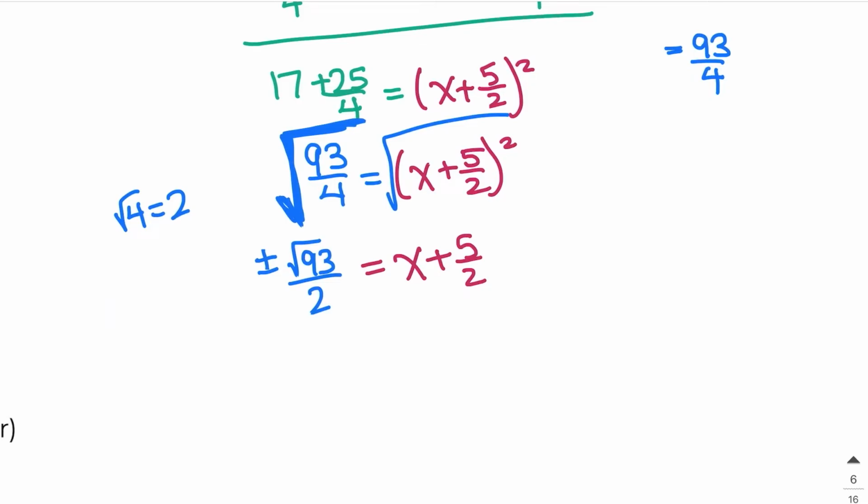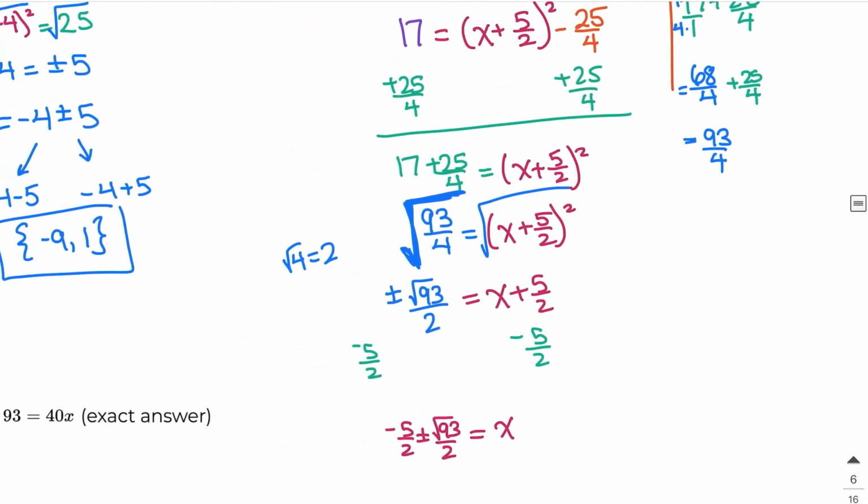Okay? So now the last step that I need to do to get this x alone is to get rid of this 5 over 2. So I'm going to subtract 5 over 2 on both sides. And I end up getting here that x is equal to negative 5 over 2 plus or minus the square root of 93 over 2.